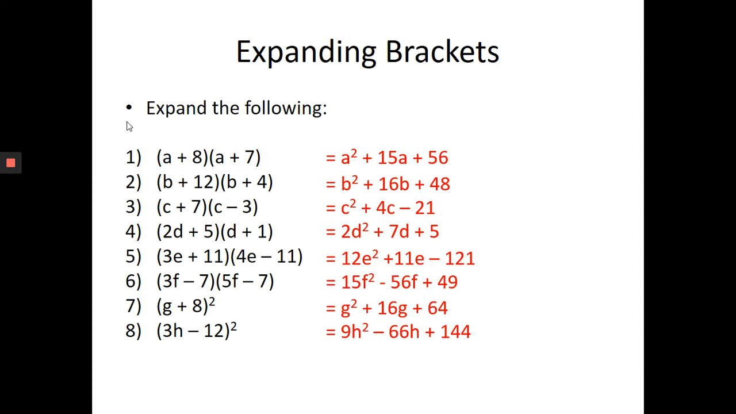Now the bottom one, number 8, if you didn't get the right answer, that would be 3h take away 12 times, in the brackets, 3h take away 12 again, so it's squared, and the same for question 7.